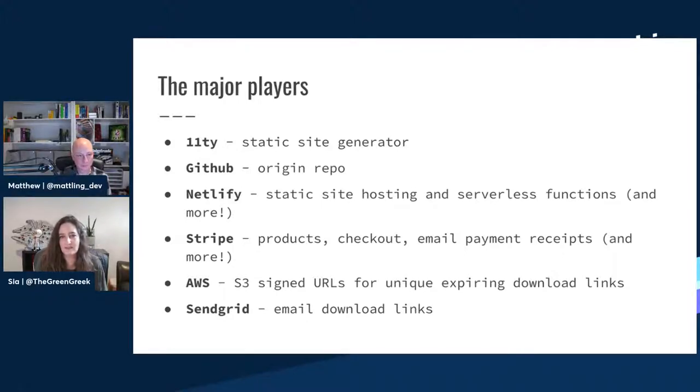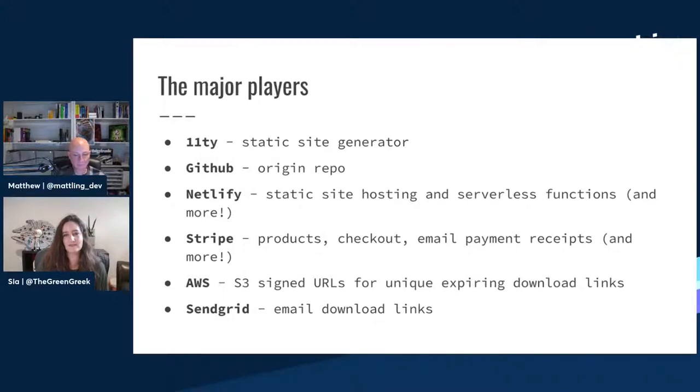GitHub, of course, is going to be where the code is hosted on the web. And then I'm going to use Netlify, which does a lot of different things. Here, we're going to use it for static site hosting and serverless functions, and also for holding my environment variables, like my secrets. And then Stripe is where we're going to put our products, and it will handle checkout. And it will also email payment receipts. And of course, Stripe does a lot more than that, but that's mostly it, and webhooks.